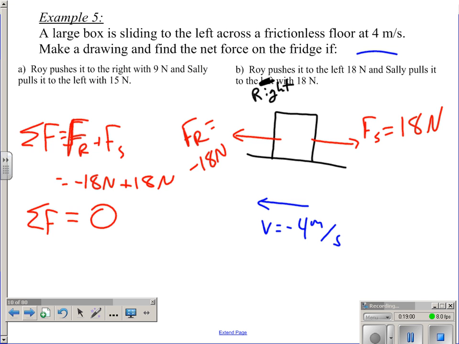Okay? So that is how you make force drawings. We'll learn a little bit more about them later on. And how you find net force. It's the total of all of your forces.